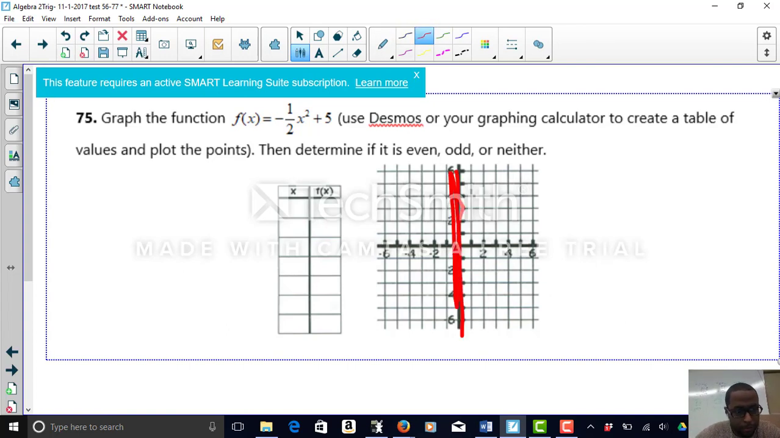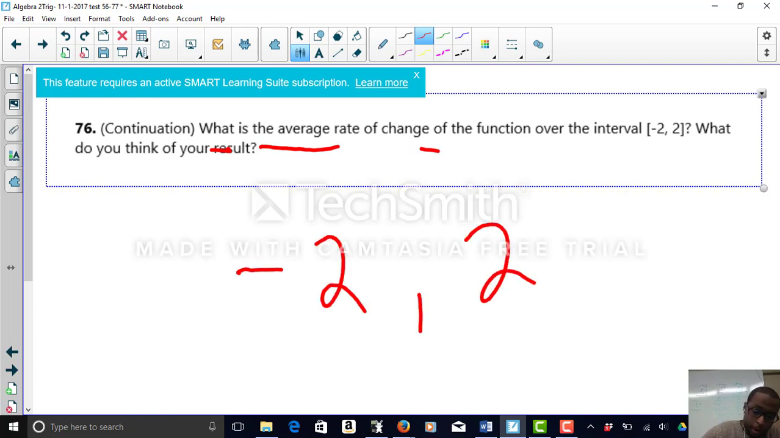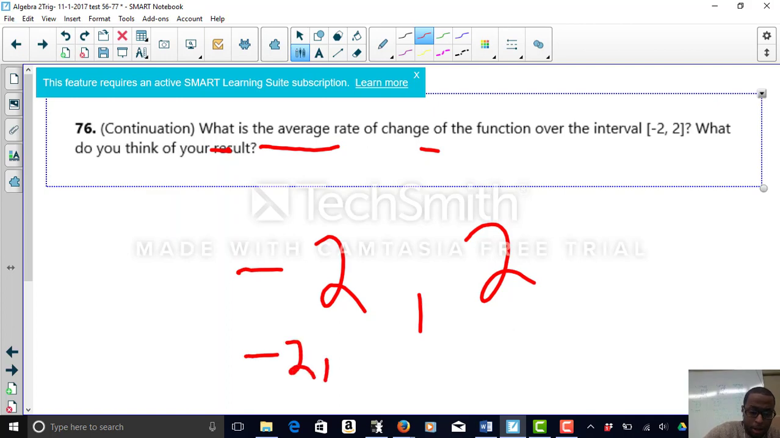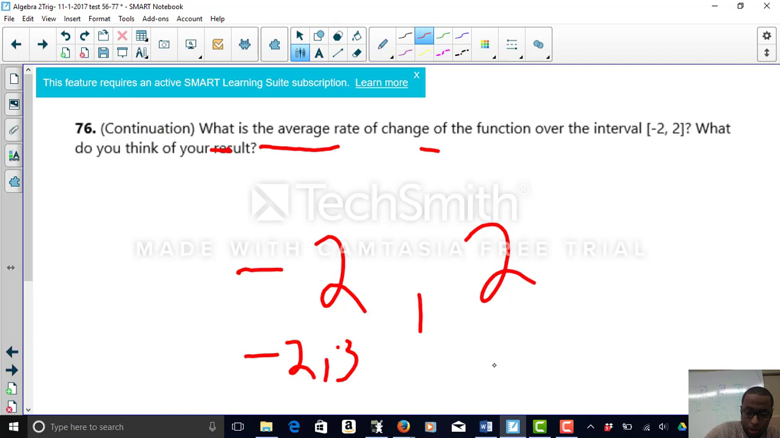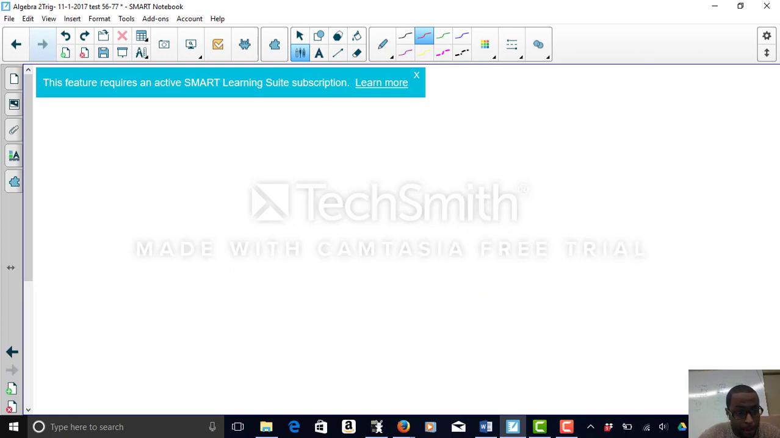Okay. Average rate of change, again, we talked about this. Remember, your two x values are -2 and 2. So when I pull back up my calculator, I'm going to press second table, I'm looking at -2. So that's -2, 3, and 2, which is 2, 3. And I believe we did this one in class today, and we realized there was no change, so it was 0. Okay? Take your time.